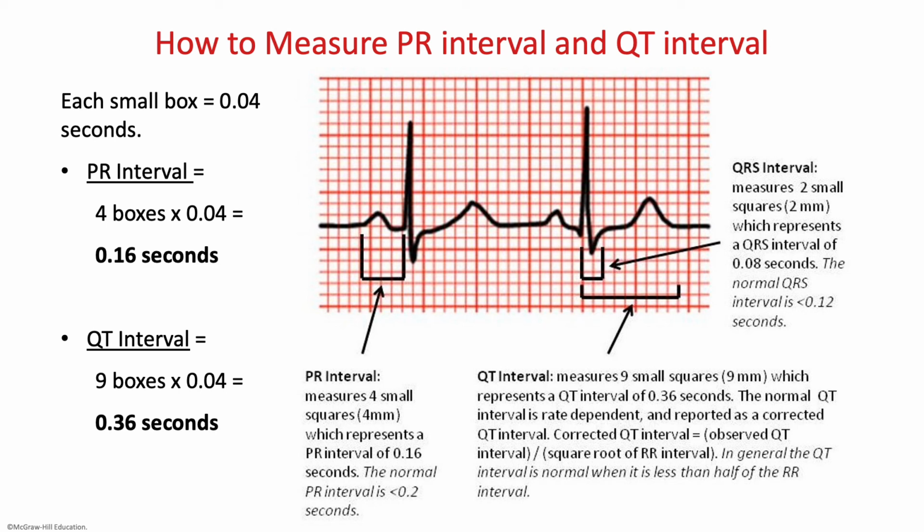It'll also ask you to calculate the QT interval. For the QT interval, you go from the start of the Q wave, which is the start of the QRS complex, to the end of the T wave. You can see there that measures about 9 small squares. So you take 9 and multiply it by 0.04 seconds per square, and you get 0.36 seconds. So that's how you measure the QT interval. You will need to know how to do that for your worksheet.